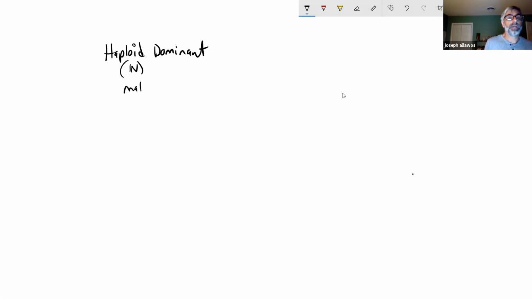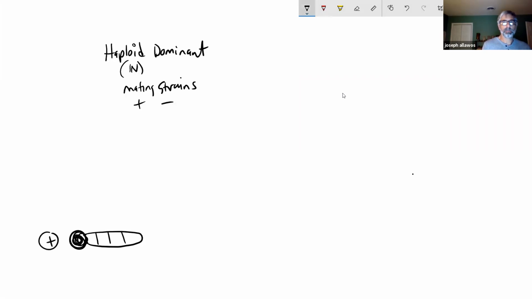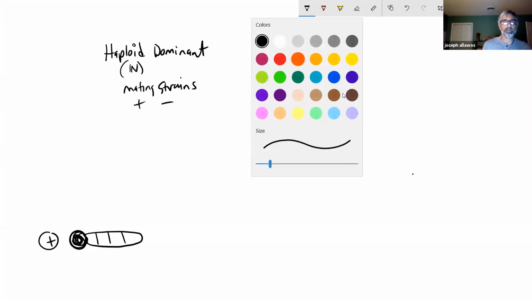There are mating strains, and they're pretty simple in something like Rhizopus. It's just a plus and a minus, kind of like what we saw in the Protista. So I'm going to do them different colors, but I'll just go ahead and tell you if this is, let's say, a filament, and this is supposed to be a spore here, and it's germinating. If this is a plus, I can do a minus in a different color.